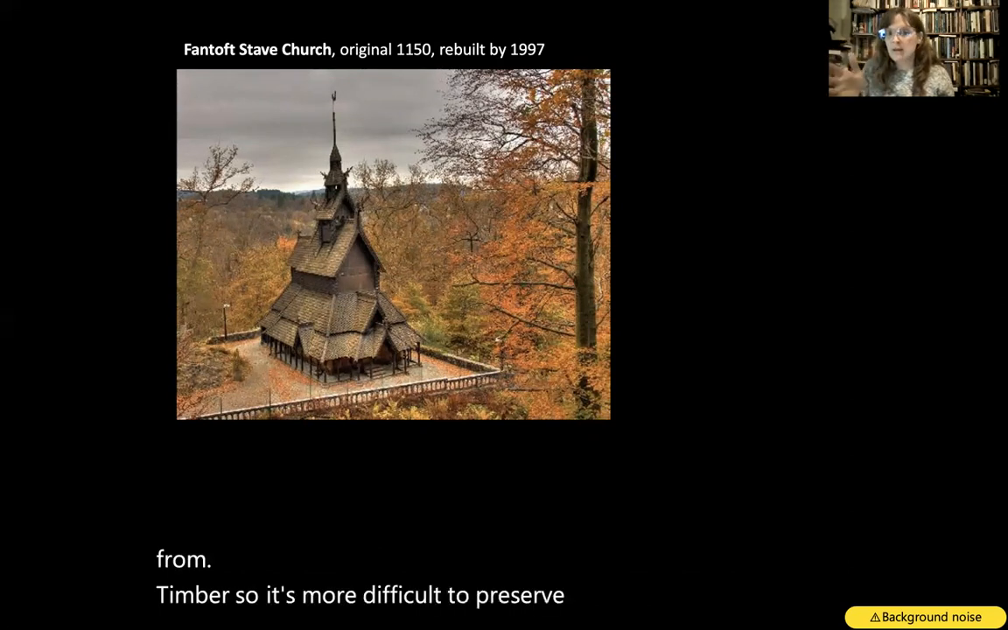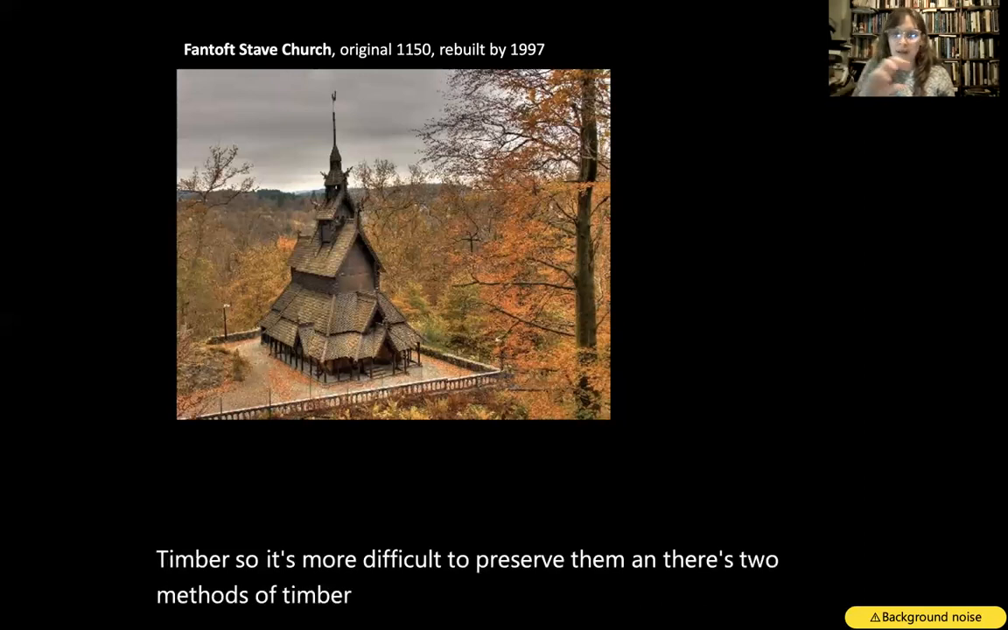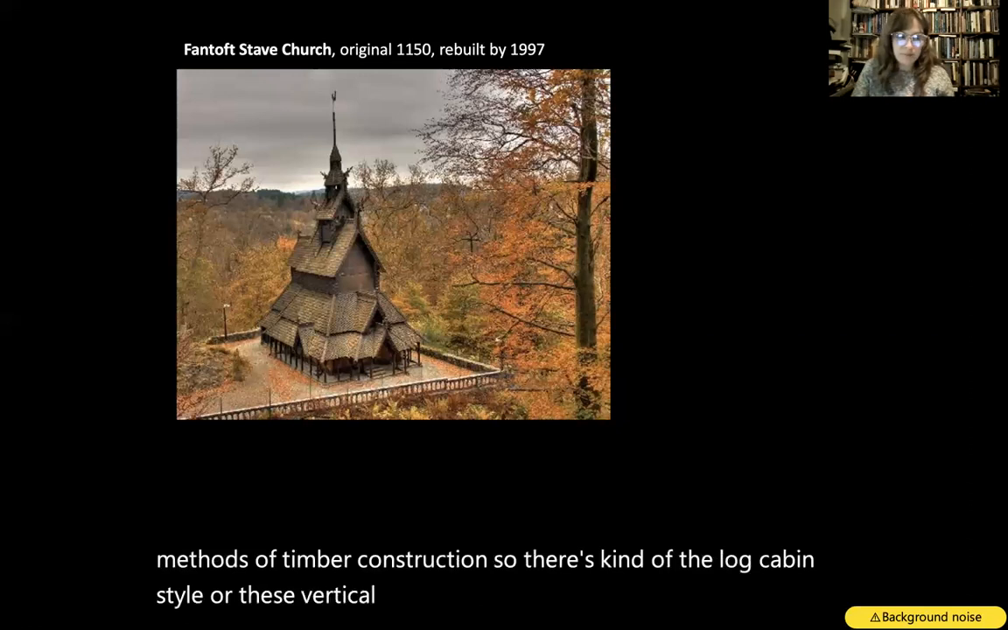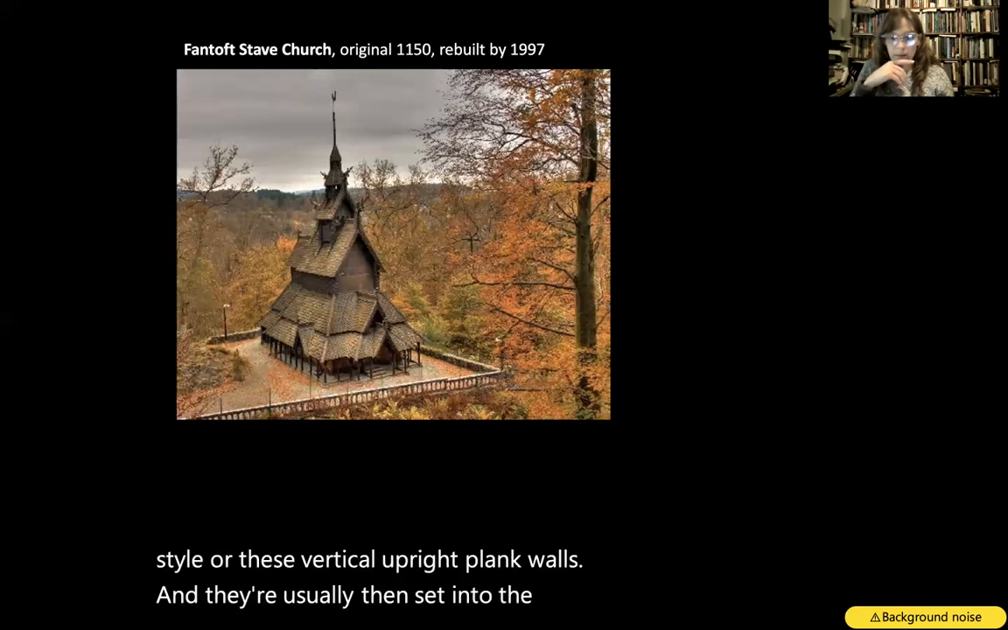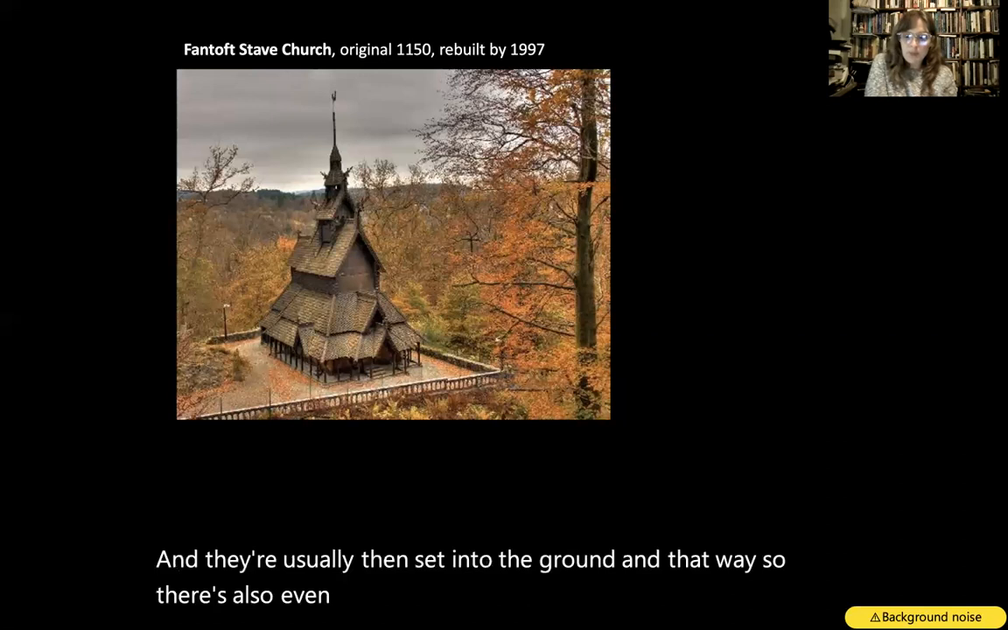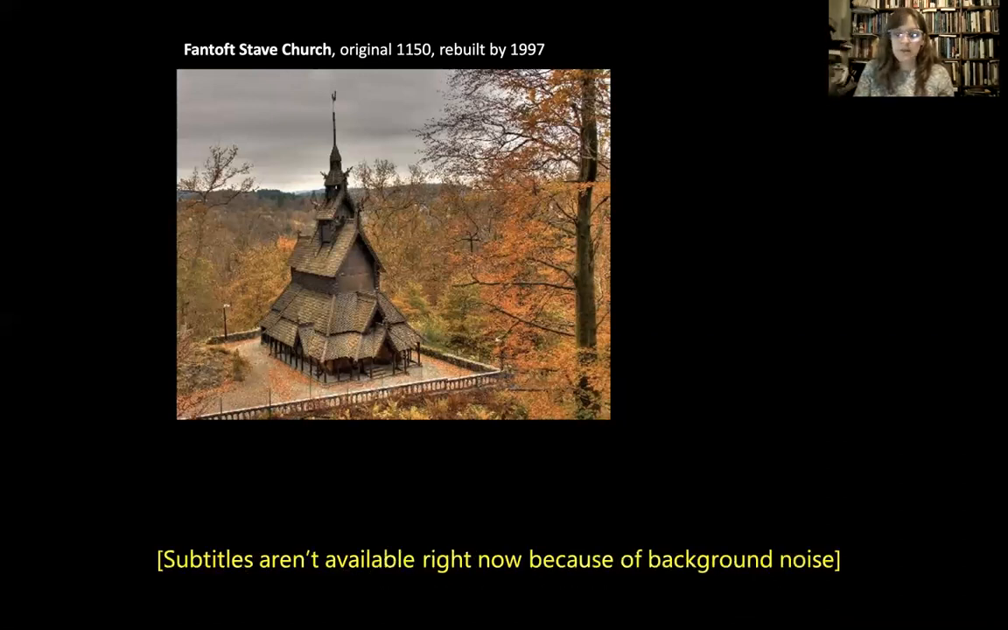There are two methods of timber construction. There's the log cabin style or these vertical upright plank walls, and they're usually set into the ground in that way. There are also other styles that are more modest buildings that use the wattle and daub method. That's weaving of branches together and then using a kind of plaster material. They'd usually have turf or thatched roofs.